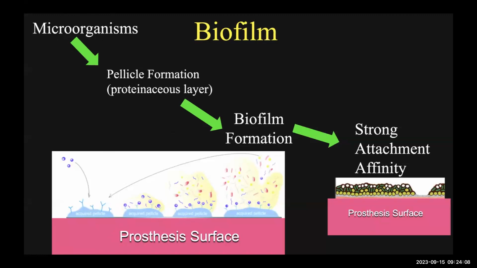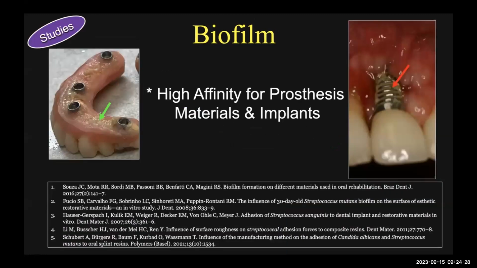And that plaque or other debris that colonizes on the surface will have a strong affinity for many types of prostheses. I'll go through those at the very end. So that is how this actually works. If this biofilm is not removed, that leads right to peri-implant disease.